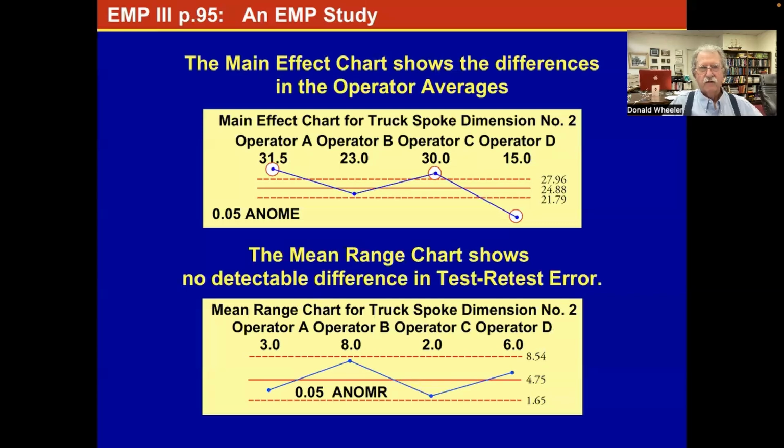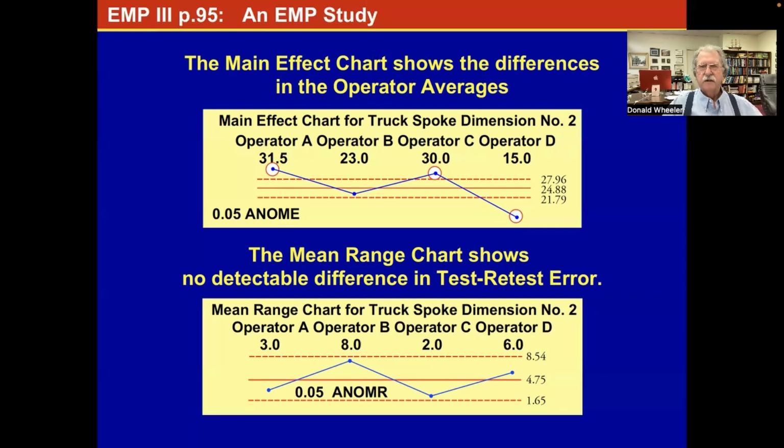Here's the main effect chart for truck smoke dimension number 2, A and C high, and D is low on the analysis of main effects. The mean range chart doesn't show a detectable difference in test-retest error at the 5% level. But the first chart, this main effect chart, is key to get their attention that something's going on. Now you can watch them do this test and not see it. But when you know there's a difference, you catch on.